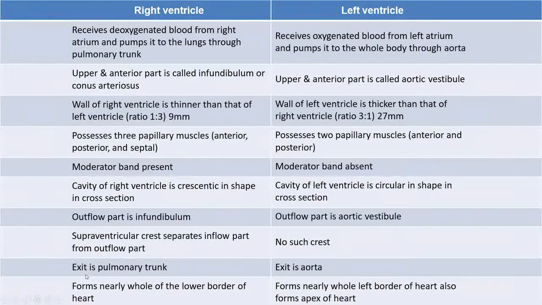In case of right ventricle, it is exiting through the pulmonary trunk, and in case of left ventricle, it is exiting through the aorta. In case of right ventricle, it forms nearly the whole of the lower border of the heart, but in case of left ventricle, it forms nearly the whole left border of the heart, also the apex of the heart.